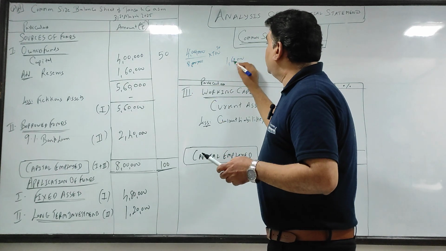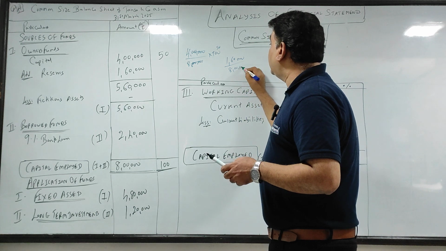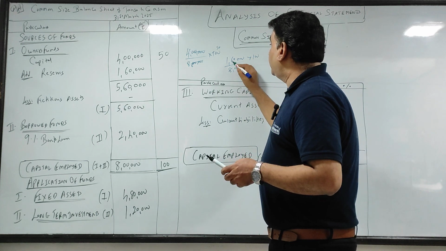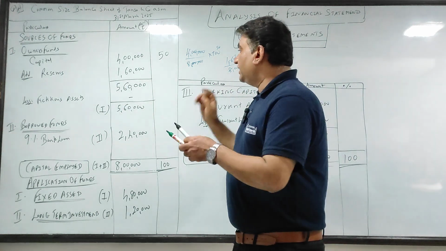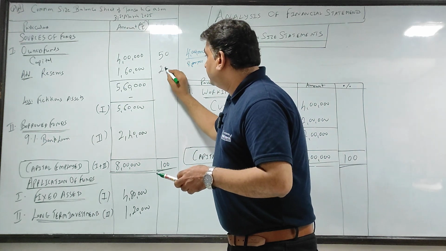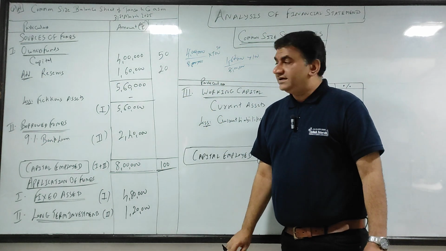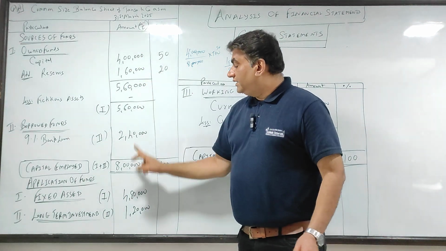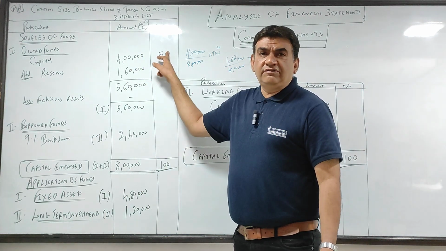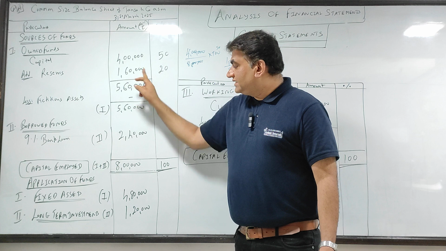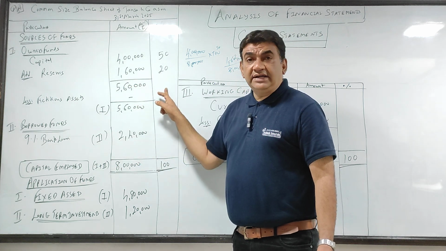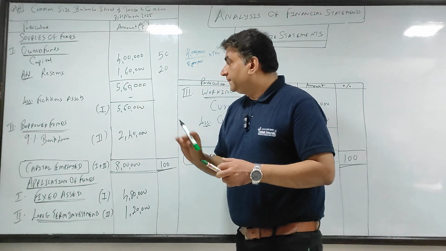1,60,000, you will divide by the same total, that is 1 lakh into 100. 8 2s are 16 and the rest all gets cancelled. So this becomes 20. Getting it? I'll repeat. 4 lakh divide by 8 lakh into 100 is 50. 1 lakh 60 divide by 8 lakh into 100 is 20. Now do the same thing.